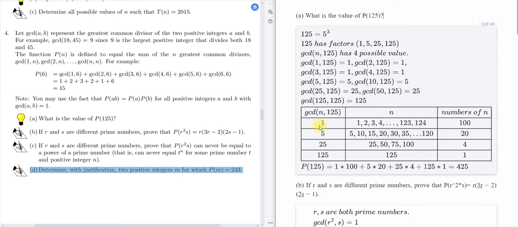So let's see the table. Yes, there are 4 possible values of GCD(n,125). And for this value, there's only one n. There are 4 n's here, and there are 20 n's here. 125 divided by 5 equals 25, but from 25 you need to minus 1 and minus 4, that's 20. Okay, so the left are all this.